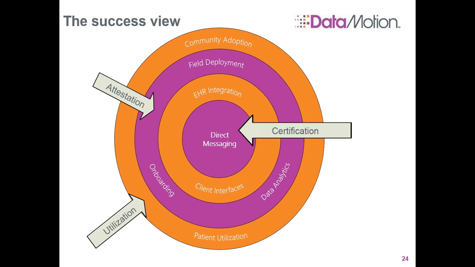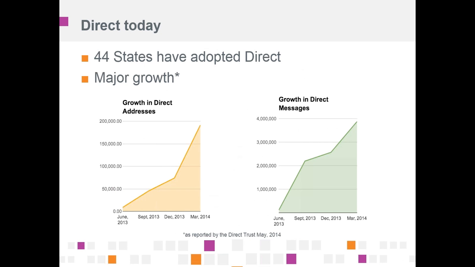Let's talk about some successes. There's some great successes going on right now. First is that 44 states have adopted direct. What this means is that in 44 states, the state agencies have recognized direct as a fundamental communication tool within their organization. We also have major growth on direct if we just look at it over the last year. You can see by the graphs the growth in addresses and the growth in overall messages. It's been pretty impressive.